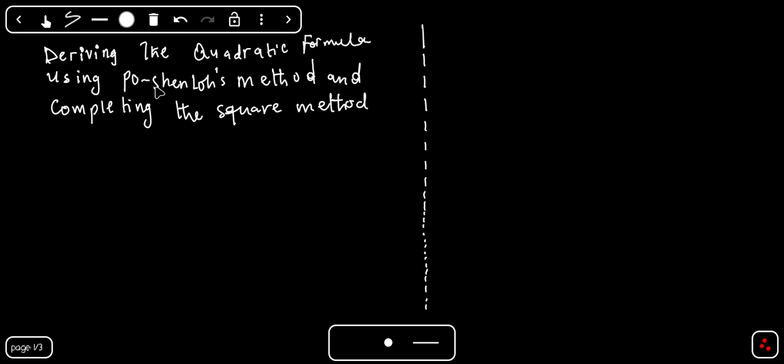Alright guys, we want to derive the quadratic formula using the Po-Shen Loh method and also using the completing the square method. I'm sure that most of you are new to Po-Shen Loh's method. I'm going to show you how to derive the quadratic formula using this method and then using the completing the square method. So let's dive into the solution.